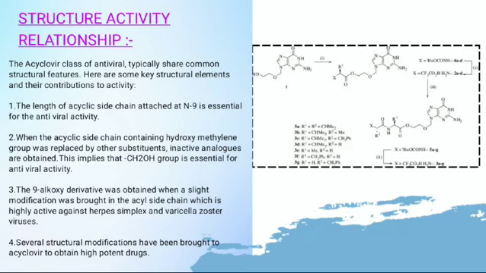Third, the 9-alkoxy derivative was obtained when a slight modification was brought in the acyclic side chain, which is highly active against herpes simplex and varicella zoster virus. Fourth, several structural modifications have been brought to acyclovir to obtain a highly potent drug.